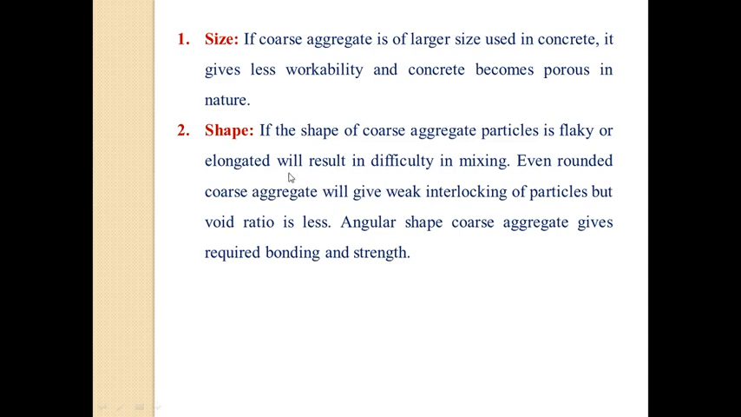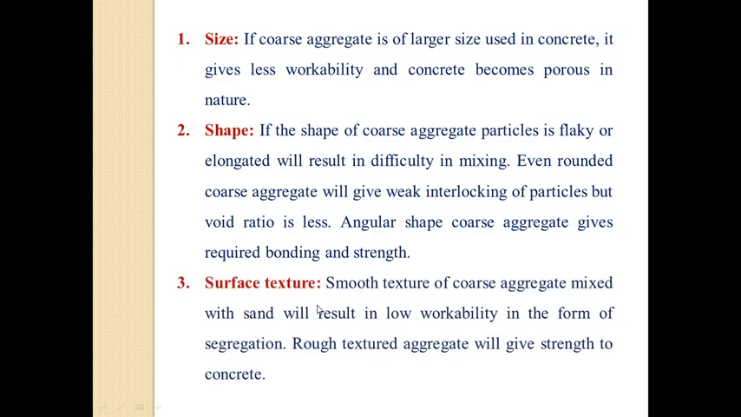So it means for mixing the concrete, we use coarse aggregate that should not be flaky or elongated, because it gives difficulty in mixing, and it should not be a rounded one either, because it gives weak interlocking and less void ratio. So the shape should be angular. Angular shape is preferred for concreting, as it gives good bonding as well as strength. Next is the surface texture.